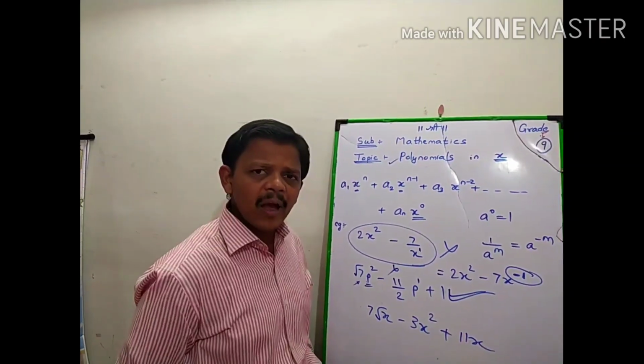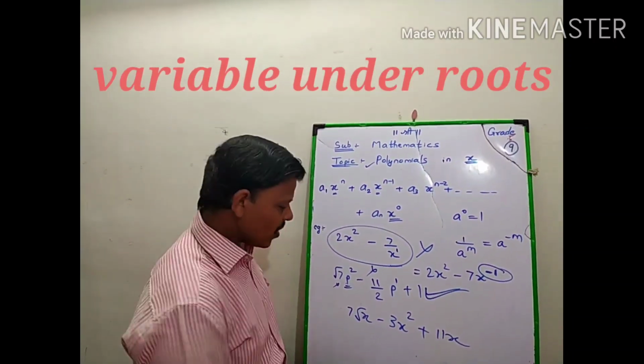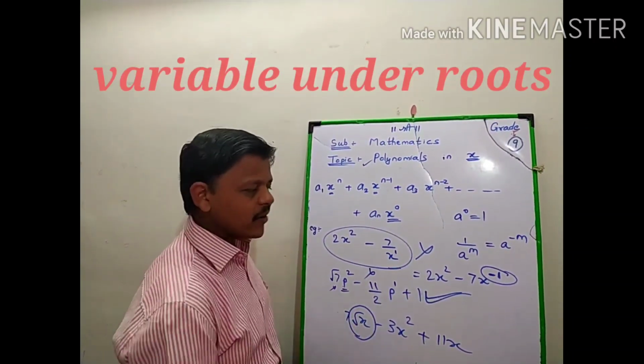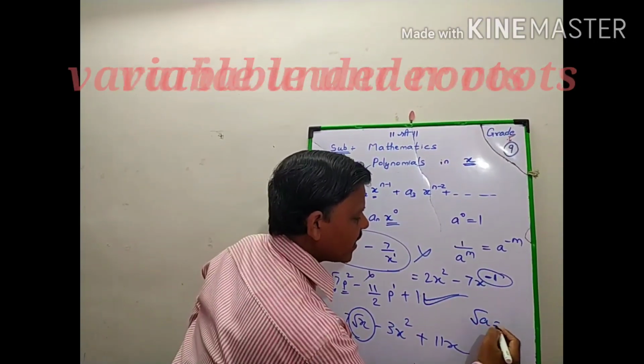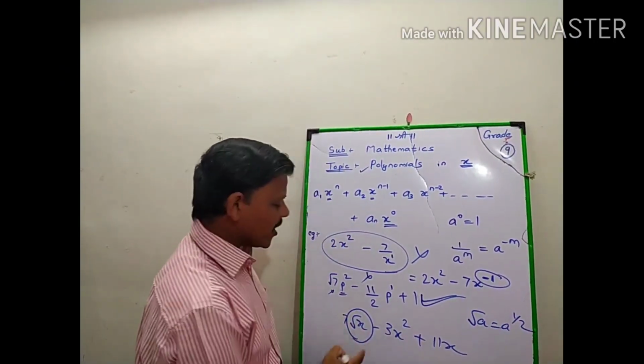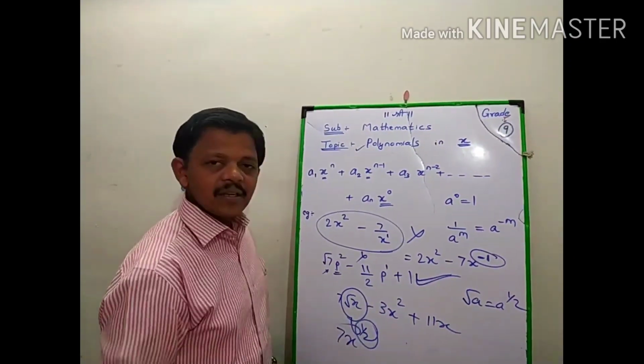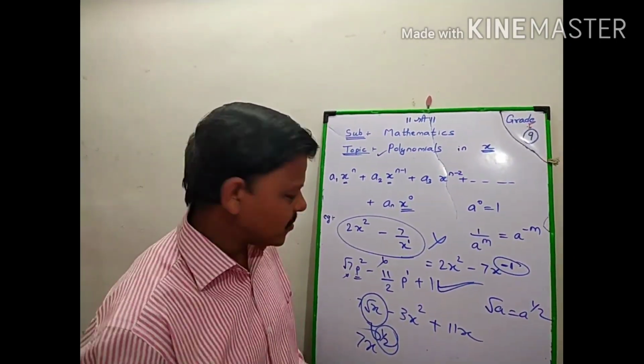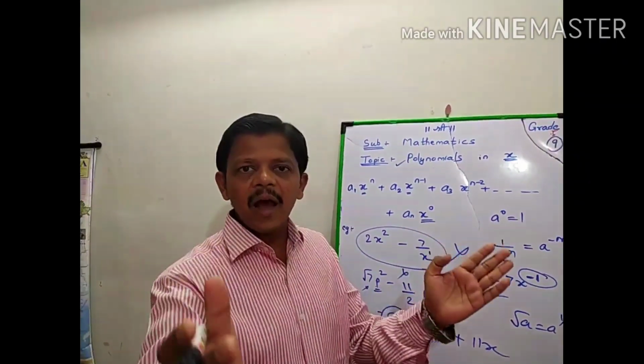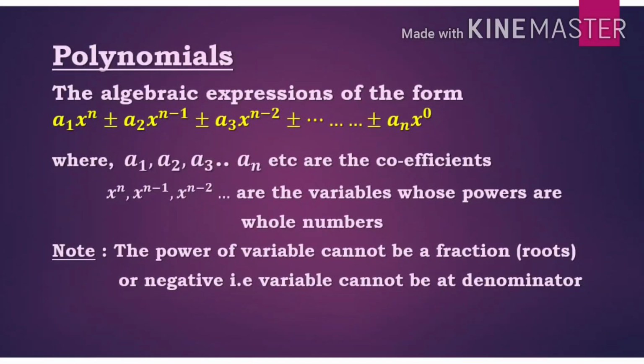Is this a polynomial now? No, because this is root x, and you know that root a is a raised to half. Root x means what? 7 into x raised to half. Again, the power is not a whole number. Power has become a fraction, not allowed. So it is not a polynomial. Why? Because the power was a fraction.